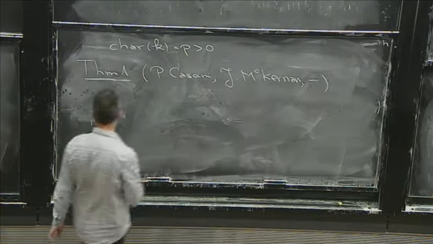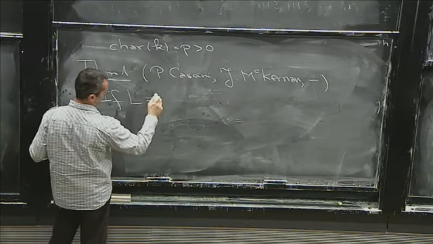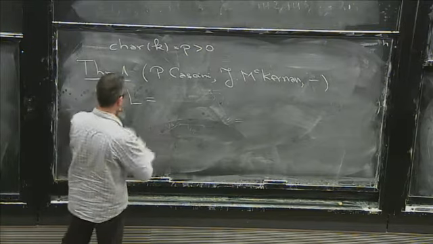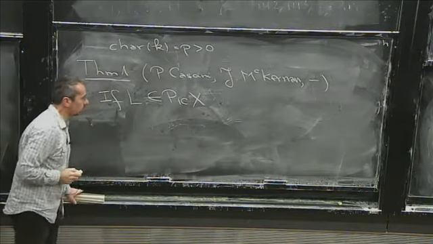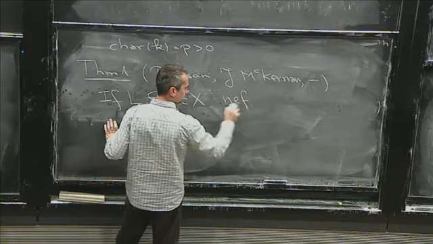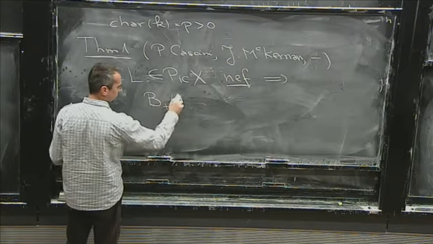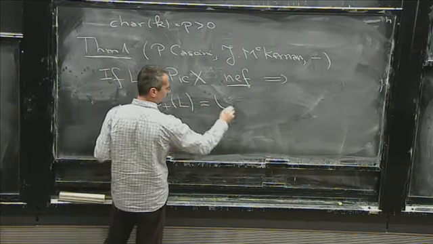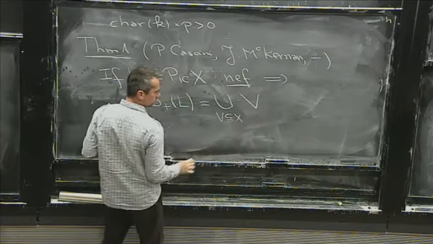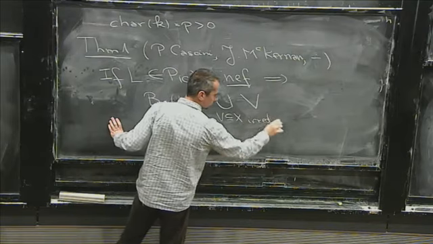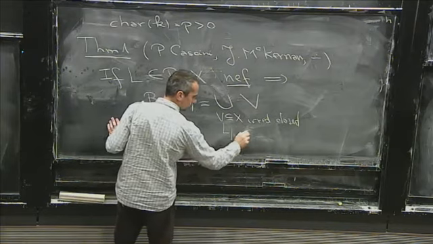If L is an arbitrary line bundle on X which is nef, then you can describe this B plus in the following way. B plus of L is the union of all V, where V is an irreducible closed subset, such that L restricted to V is not big.